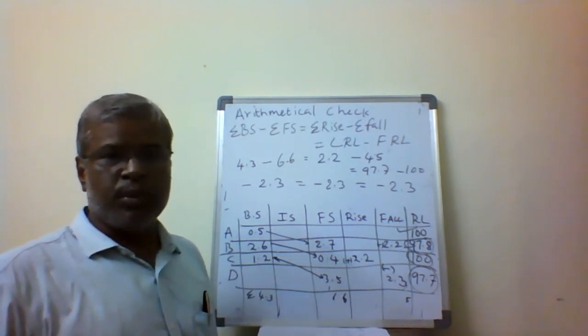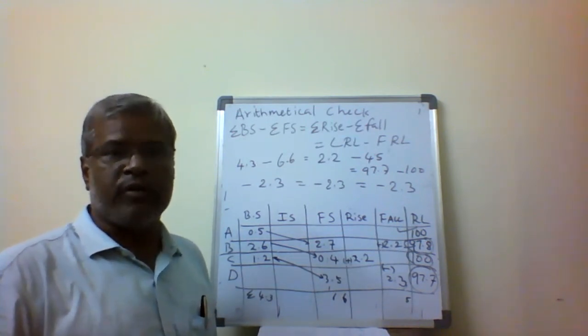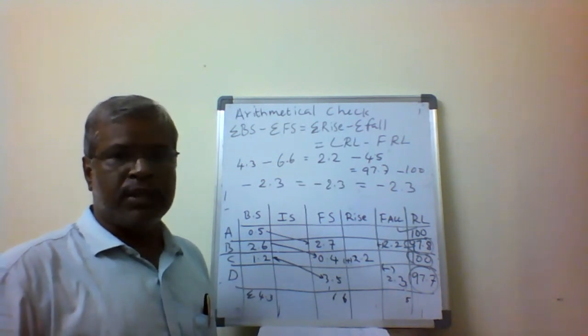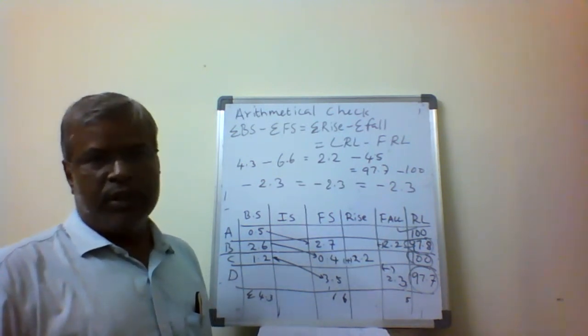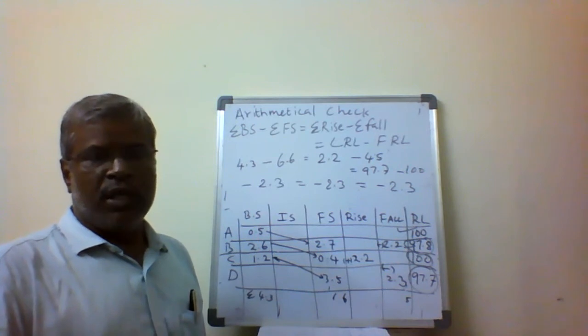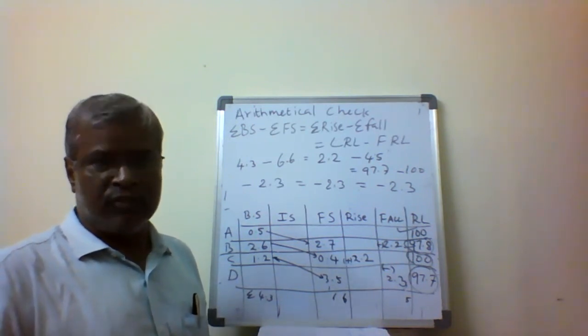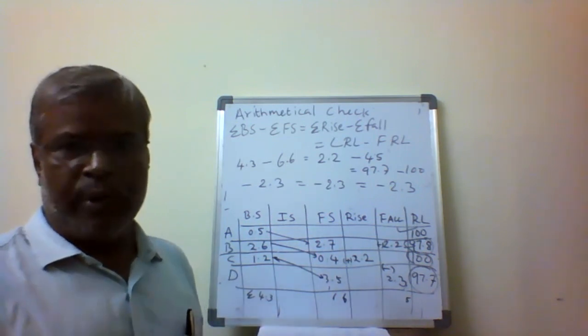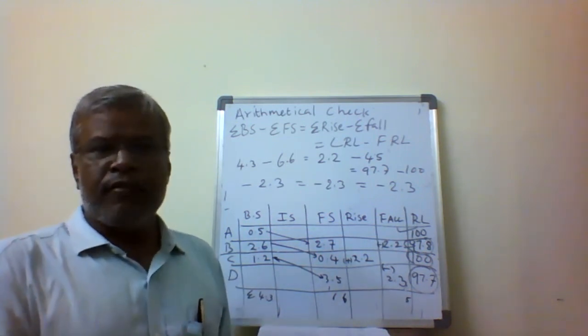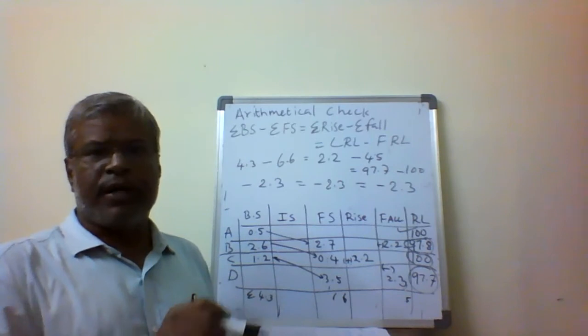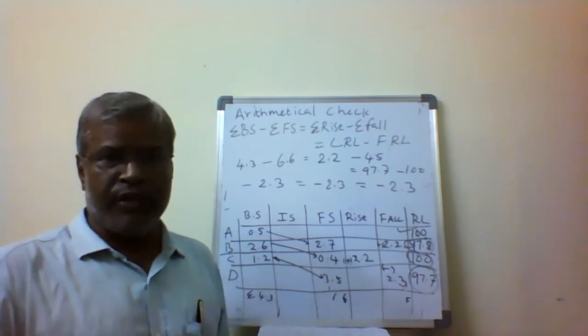So this is a very simple way compared with the height of instrument method, the height of collimation method. There we use the height of the instrument, and based on that we calculate the elevations or reduced levels of the points. Here we compare the corresponding, that is the consecutive, staff readings.